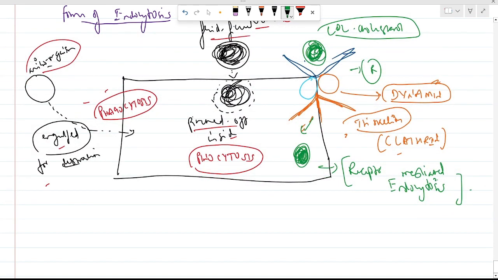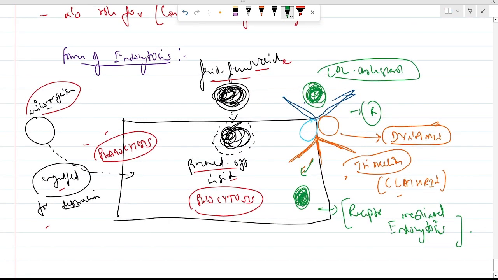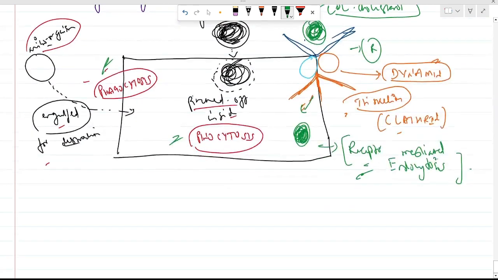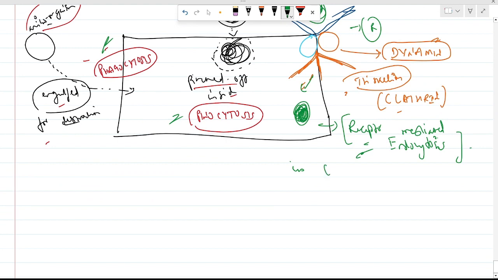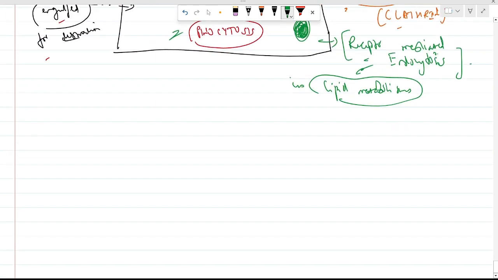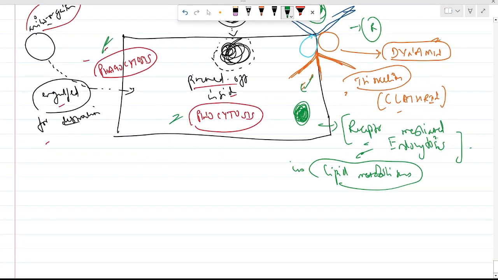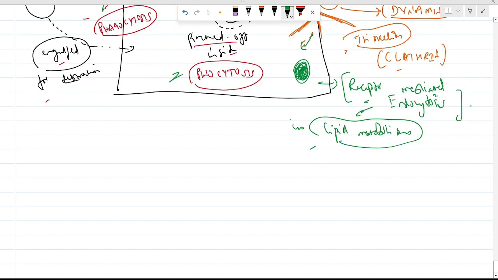We've seen three types of endocytosis: phagocytosis, pinocytosis, and receptor mediated endocytosis. Receptor mediated endocytosis is very important in lipid metabolism. I will discuss lipid, cholesterol, LDL, HDL metabolism in much more detail in biochemistry, so no need to worry. Just remember, this is receptor mediated endocytosis in lipid metabolism.